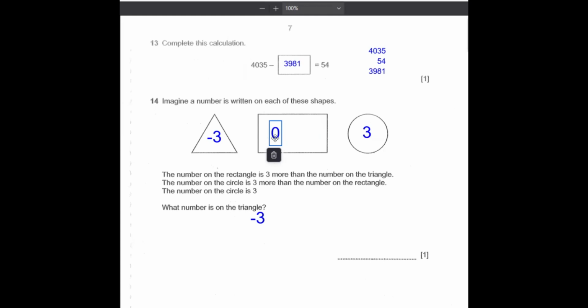Some people use the idea of x. If you are good at doing the idea of x, you can start from the first one. The number on the rectangle is 3 more than on the triangle. So you put the one on the triangle as x. That makes the one on the rectangle x plus 3. And the number on the circle is 3 more than the number on the rectangle, so this one could be x plus 3, then plus 3 again, which makes it x plus 6. We know that x plus 6 is equal to 3. That means this x must be -3, because -3 plus 3 is equal to 3. That means this is -3 and this is equal to 0.